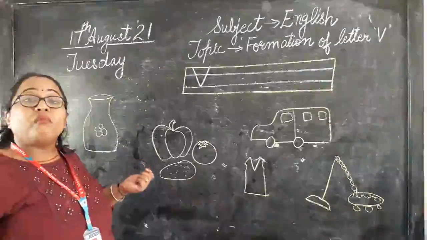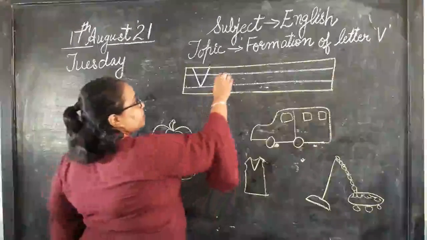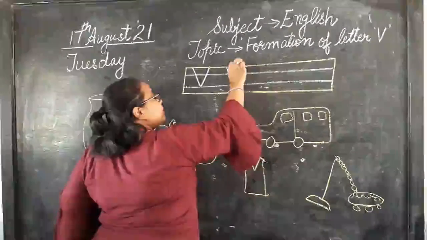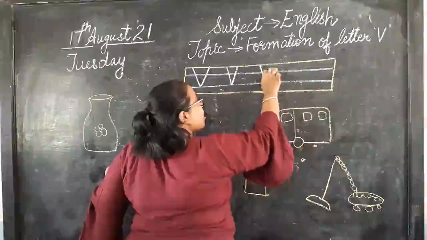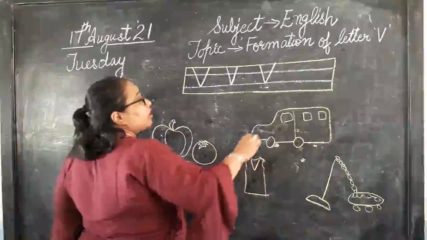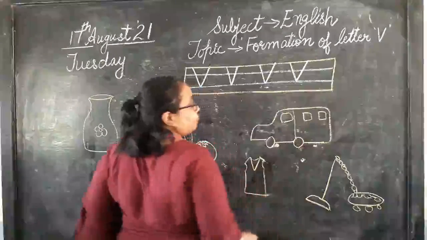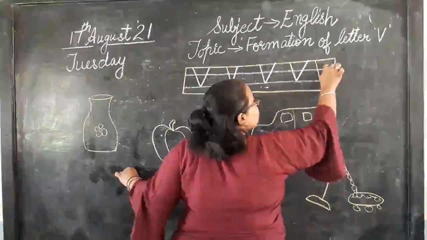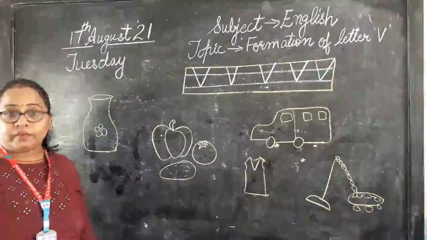V says verb. Verb, vegetables. Verb, violin. Verb, vase. Verb, van. Verb, vest. So this is how you will write your letter V.